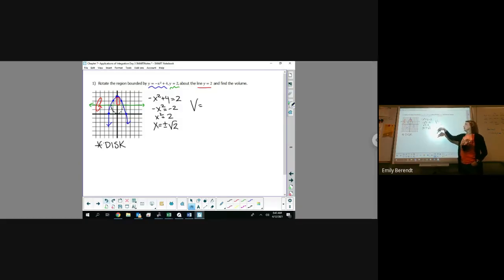So we're going to have volume equals, I'm going to write the formula down since we haven't used this one today, pi times the integral from a to b of big R of x quantity squared dx. So you just have one radius that you're squaring.